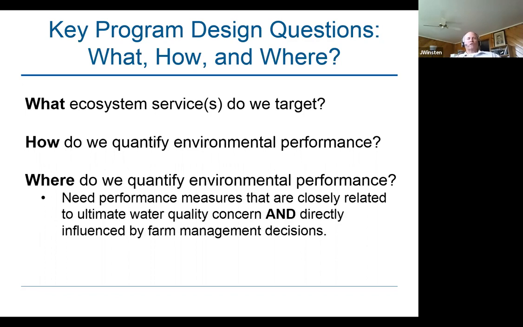And so we need performance measures, the place where we quantify the performance, that are closely related to the ultimate water quality concern, or if you're thinking more broadly than water, more closely related to the ecosystem service that you're focusing on. And also, the farmers need to see that their management decisions directly influence the ecosystem service or the environmental performance. So this is really important.